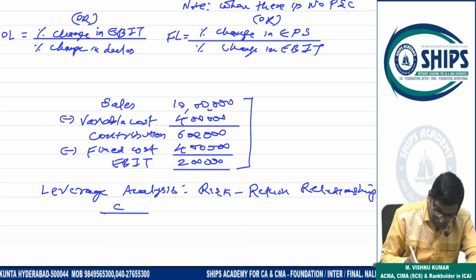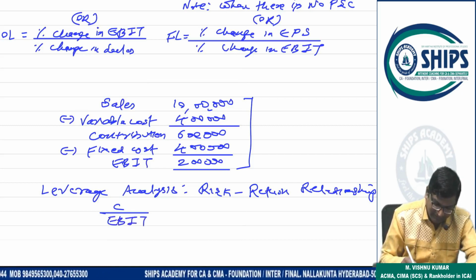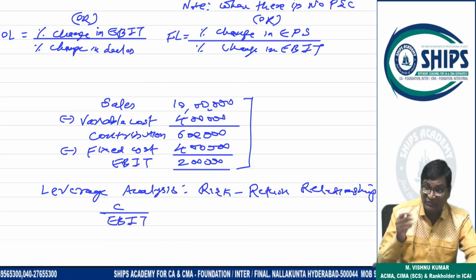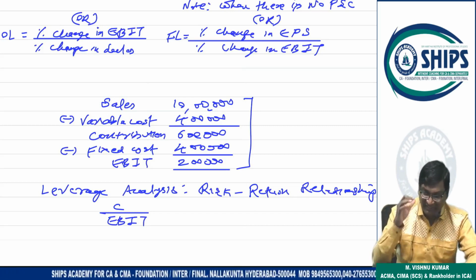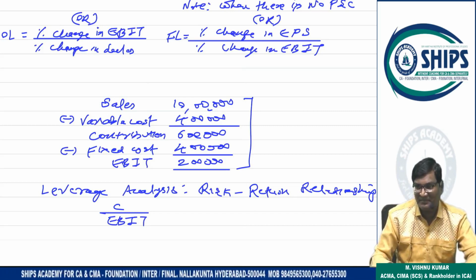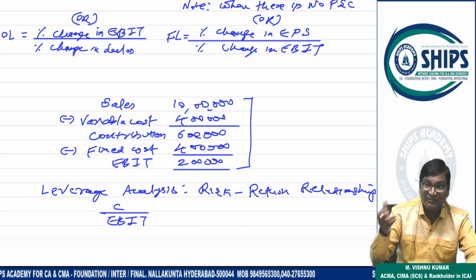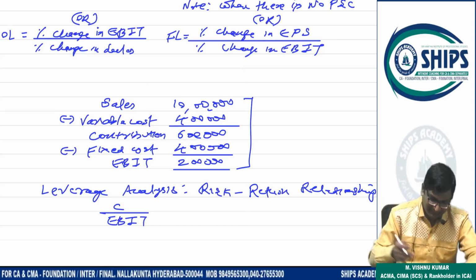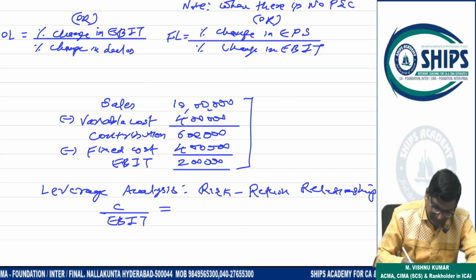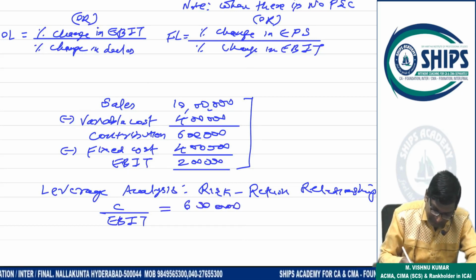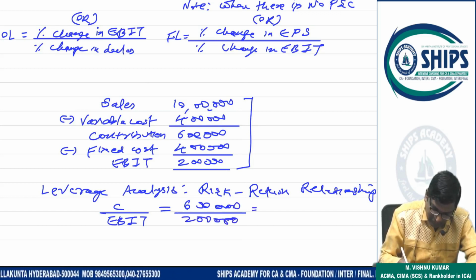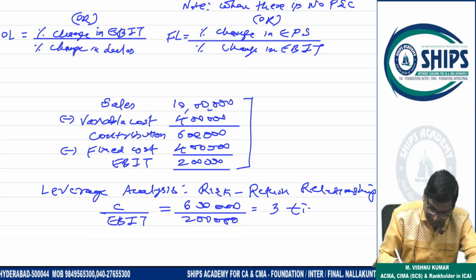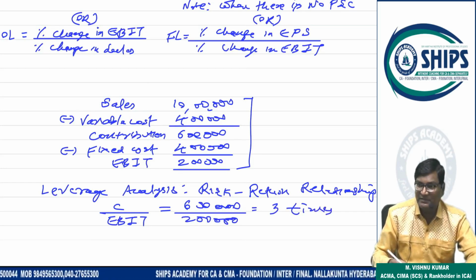Contribution is before fixed cost, what is return? Divide by EBIT. After fixed cost, what is the return? तो पहले ये था, बाद में यहाँ फिक्स कॉस्ट के कारण बदल गया. Because of fixed cost it is changed. Because of risk it is changed. So because of risk how much changed? You have to calculate that. See, this is 6 lakhs. This is 2 lakhs. How much? 3 times. This is 3 times.